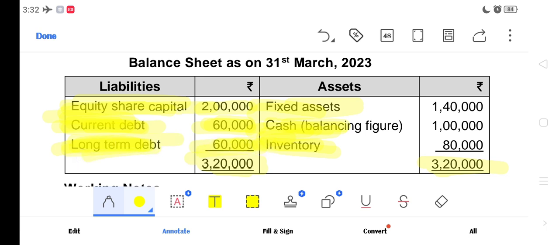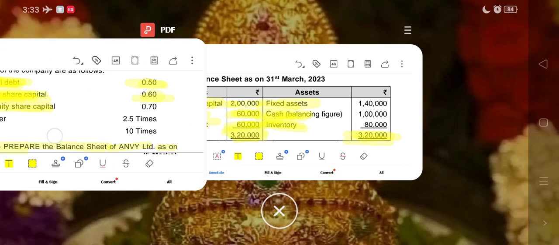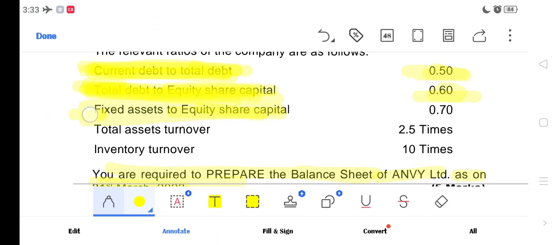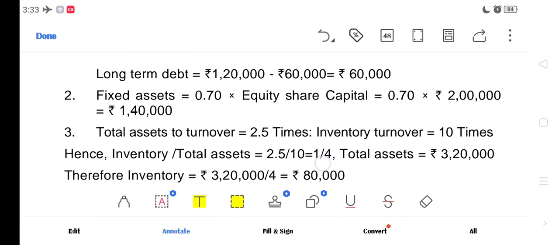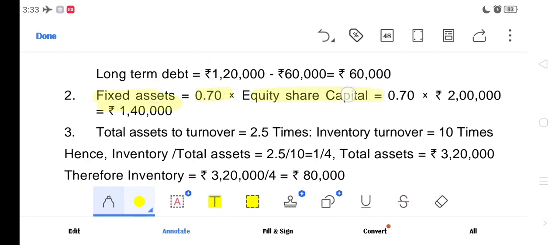So 2 lakh plus 1,20,000, which comes to 3,20,000. Here also 3 lakh 20. Why? Because liabilities equal assets, no? So what is total assets, guys? 3 lakh 20. Now, in the third ratio, they have given fixed assets to equity share as 0.7. We have equity share capital, so now we can find fixed assets or not? Yes. So what is fixed assets? 0.7 of equity share capital.